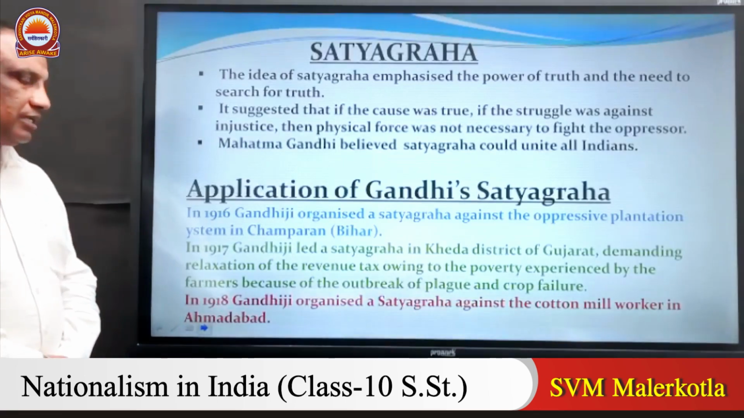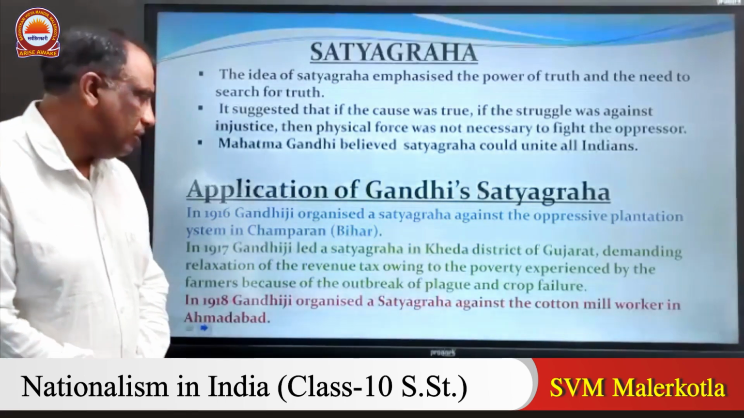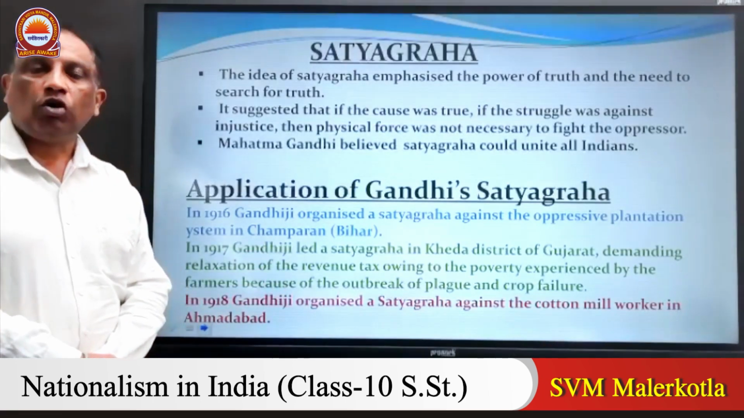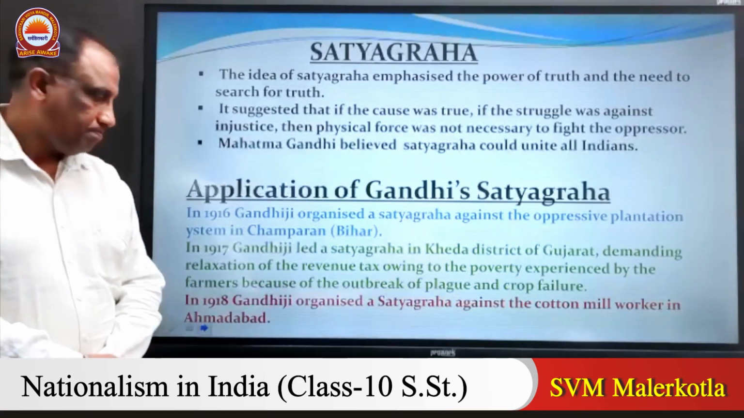In 1918, Gandhi organized Satyagraha among the cotton mill workers in Ahmedabad. And this is the third one, where Gandhi utilizes Satyagraha for the cotton mill workers in Ahmedabad.